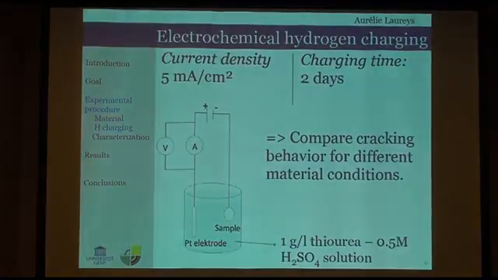We charged samples electrochemically, so cathodic charging, with a 5 milliampere per square centimeter current density, for 2 days. We did this for the three material conditions in order to compare the different cracking behavior of the materials. We used sulfuric acid with thiourea as a poison for the electrolyte.